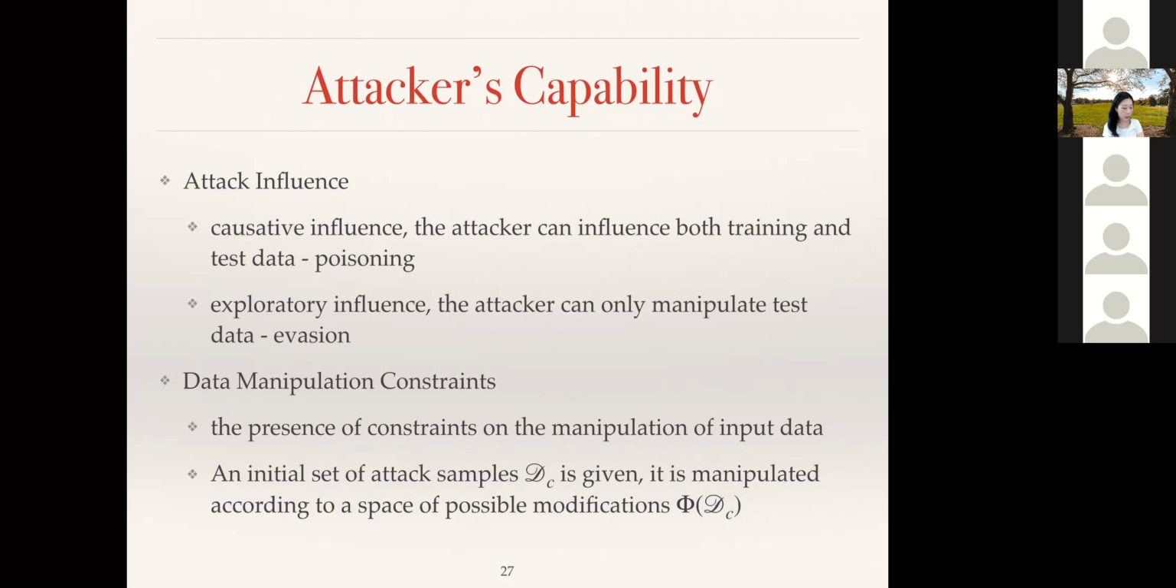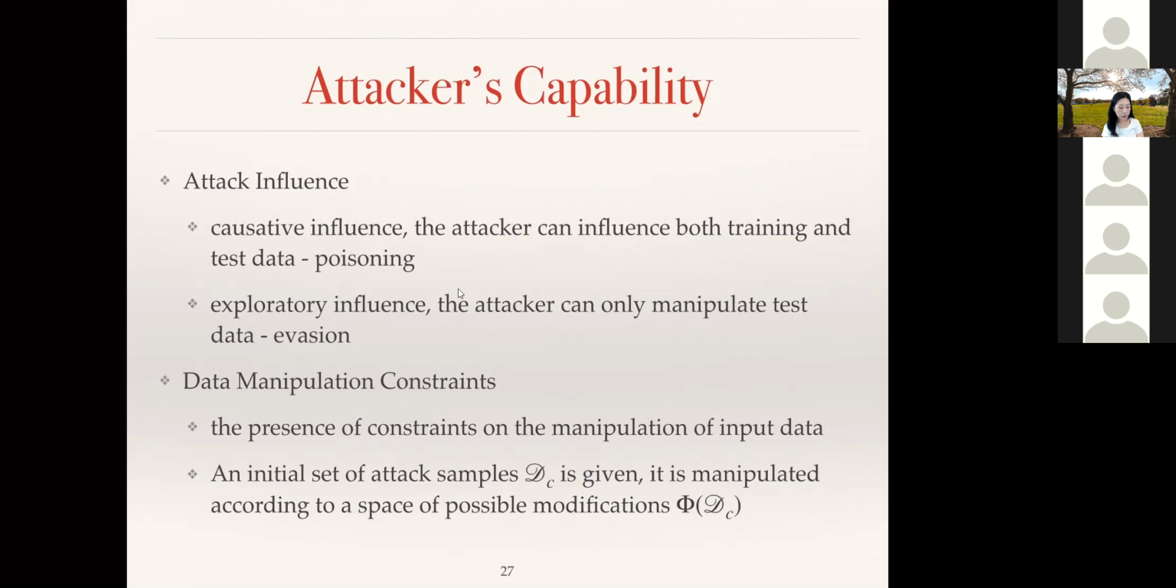In terms of the attacker influence, it can be causative influence or it can be exploratory influence. Causative influence just means that the attacker can influence both training and test. And this is why we call it poisoning. Usually, if we can influence the training, then it is often called poisoning. But exploratory influence is usually what people are more familiar with, the evasion attacks, right? It's only manipulating the test data rather than the training data. Okay, so today we will be focusing on the poisoning.